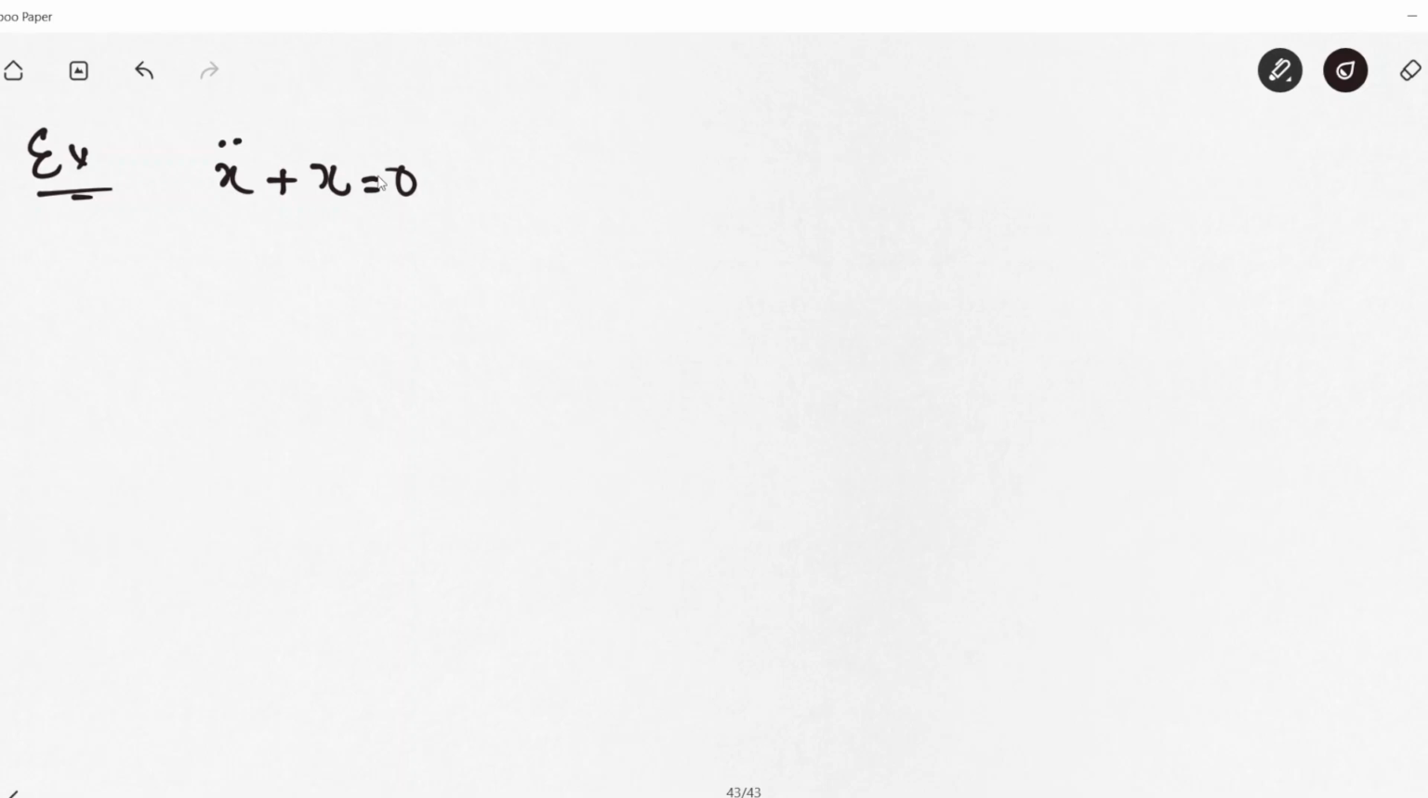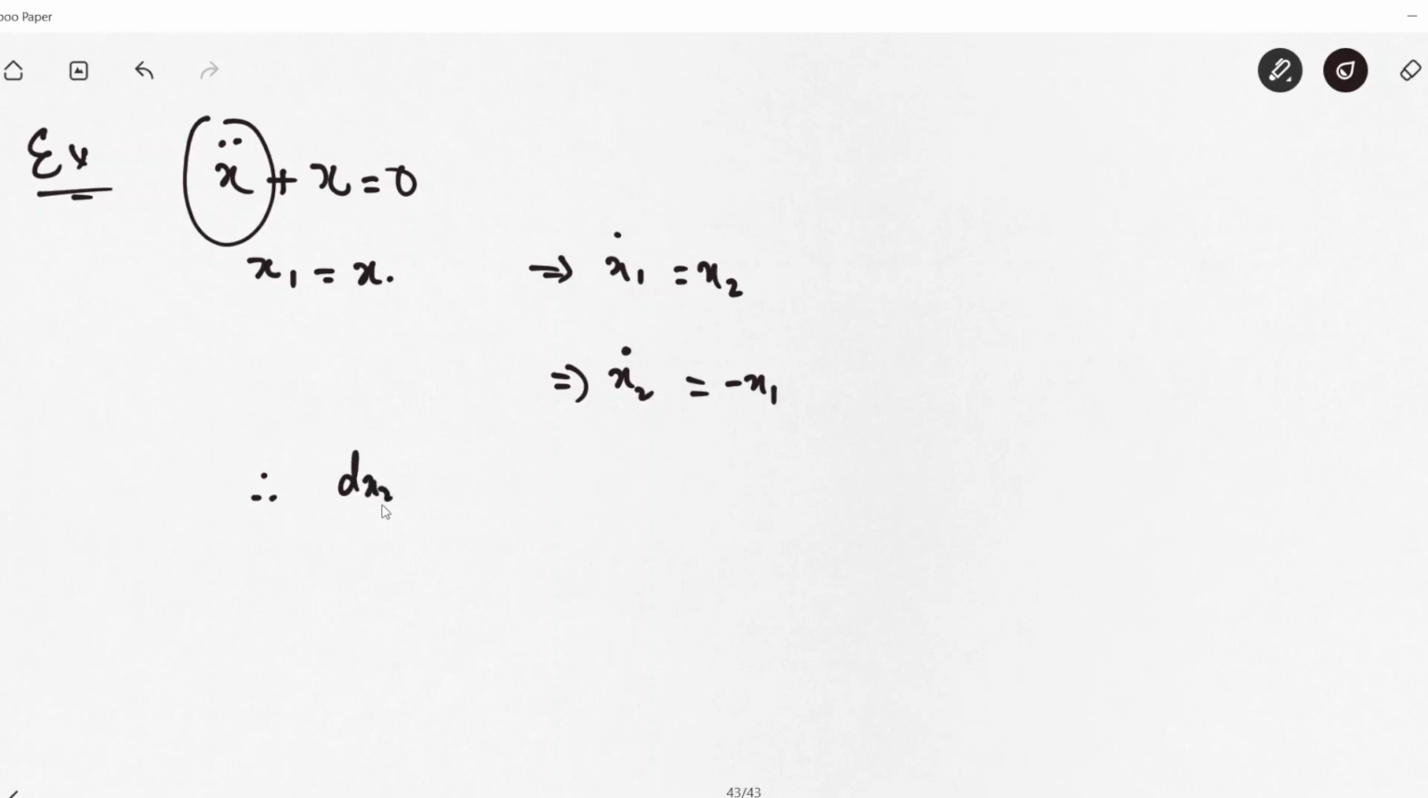So we have a system that's defined by x double dot plus x equal to 0. Let x1 be equal to x, that is one state of the system, and x1 dot will be equal to x2. Once we substitute, what will x2 dot be? Therefore x2 dot is equal to minus x, that means minus x1. Therefore dx2 by dx1 is equal to minus x1 divided by x2.